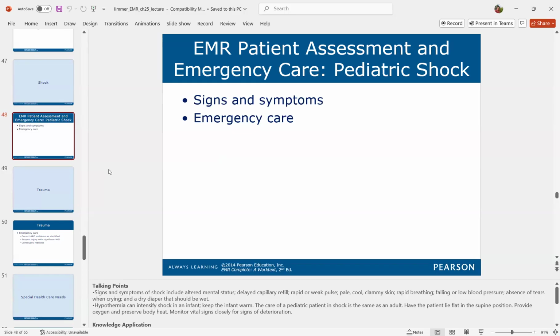And caring for the pediatric patient in shock is the same as the adult. So we want to lie them flat on their back in the supine position, provide oxygen, cover them up with a blanket, monitor their vital signs, and package them up for transport.